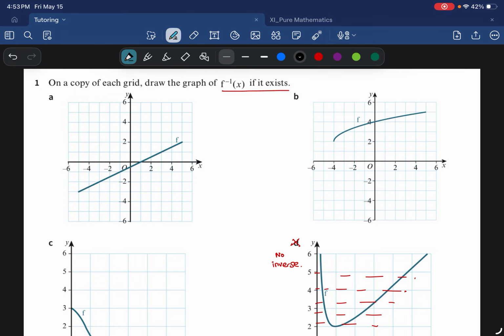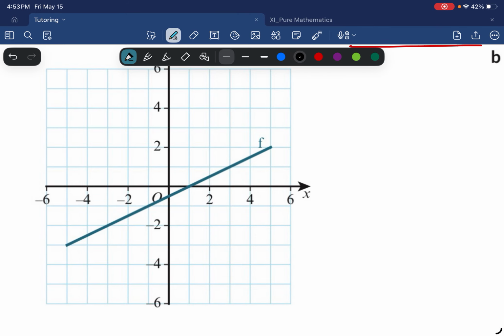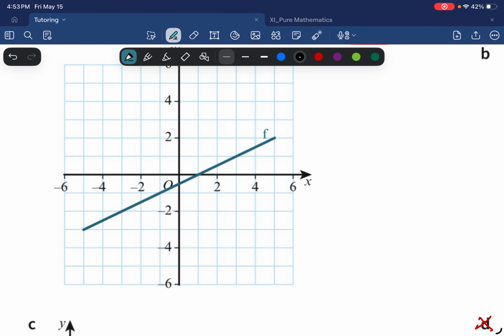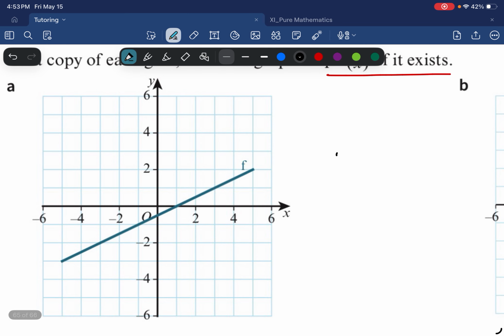Let me turn on my laptop real quick as well. Okay. So if you're given a grid and you're asked to draw the graph of f inverse, we're going to use the first point that we learned. So draw the line of y is equal to x. Whatever x is, that is going to be y. If x is 1, y is 1. If x is 2, y is 2. If x is 3, y is 3. X is 4, y is 4. And so on. So it makes a 45-degree angle relative to the x-axis.